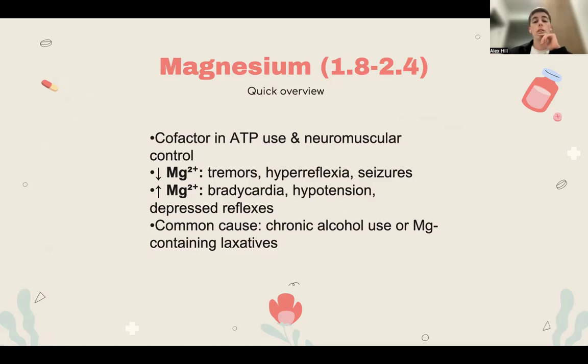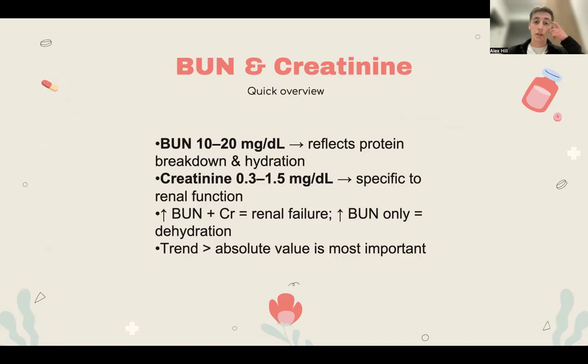Just know chronic alcohol use could be a cause of low magnesium because alcohol has a lot of calories in it, so you're not going to be eating as much. You could be nutrient deficient. The magnesium containing laxatives, such as milk of magnesia. I can't think of another one off the top of my head, but that's going to put you at risk for hypermagnesemia.